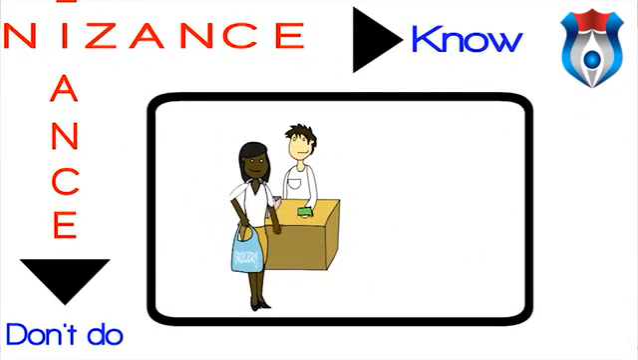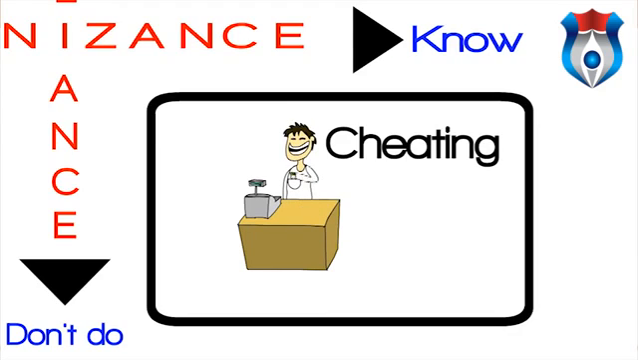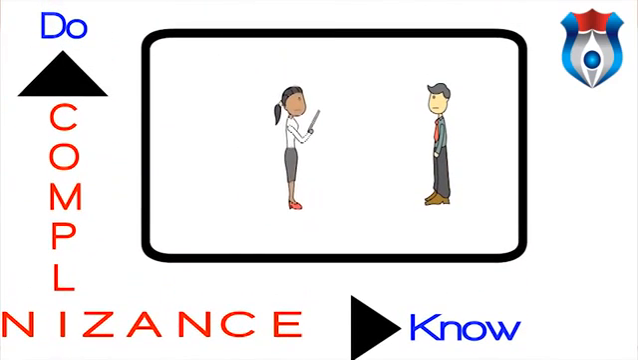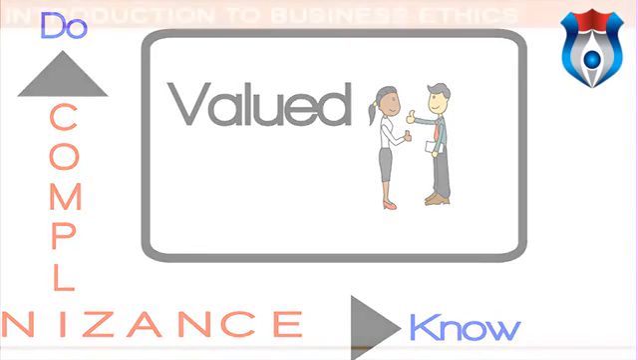If they know what to do and don't do it, or worse, they do the opposite, they're cheating. This is the most dangerous place for employees to be, as it pits them squarely at odds against their boss and their company. Only when they know what to do and do it do they really have value to their employer. They have value and they are valued. It's a win for them.